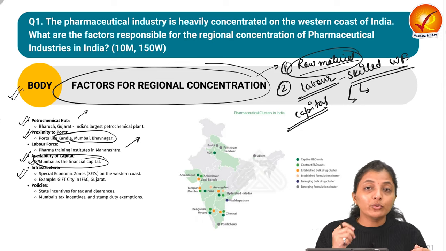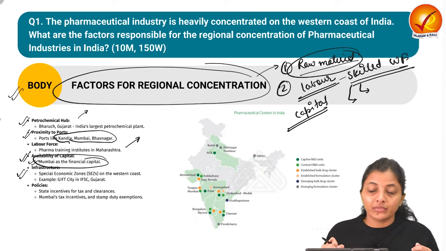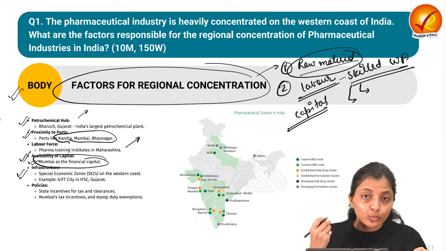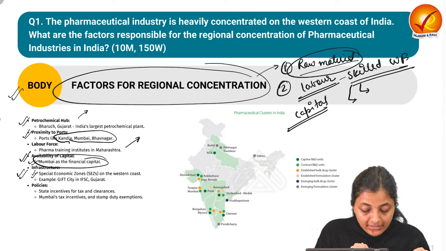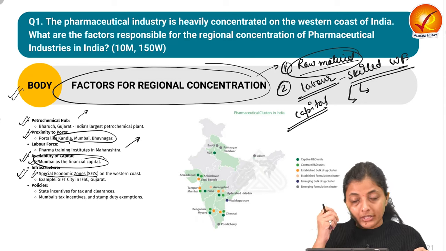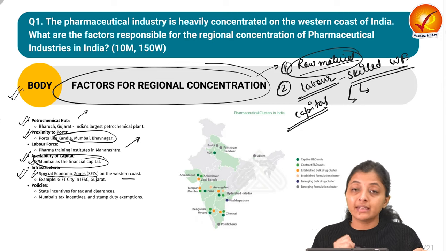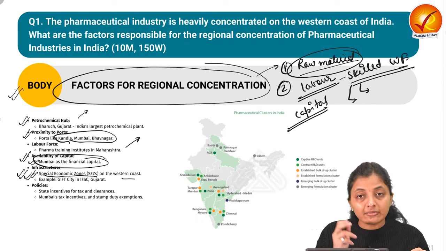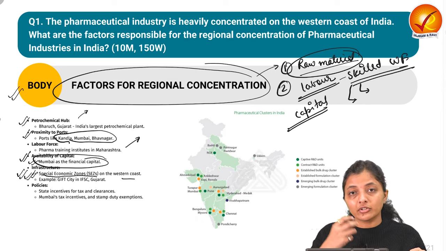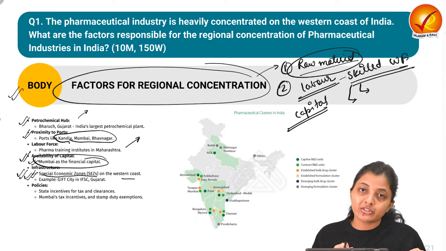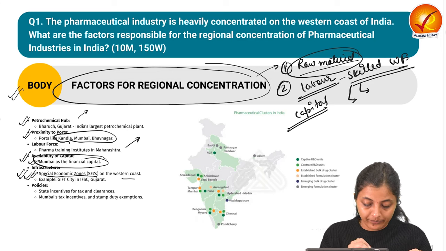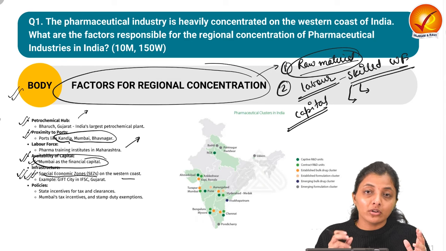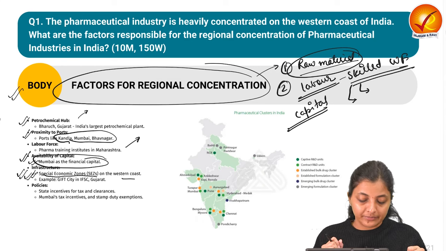Next is communication or connectivity, in terms of road, railways, airways, and ports. There are special economic zones on the western coast, for example, GIFT City in Gujarat. So this is again satisfying the condition for good connectivity and good infrastructural development on the western coast, which are the requirements for the establishment of the pharmaceutical industry.